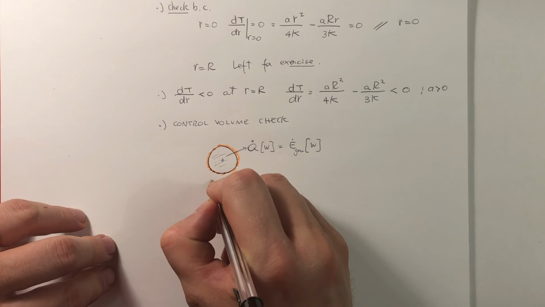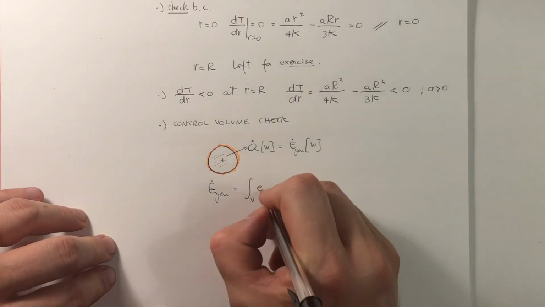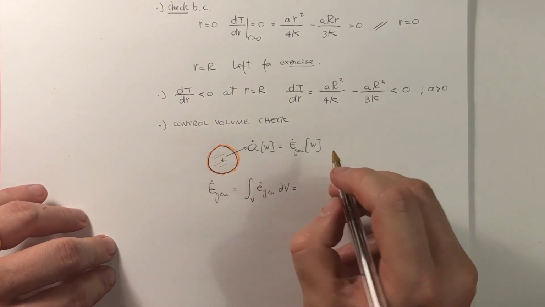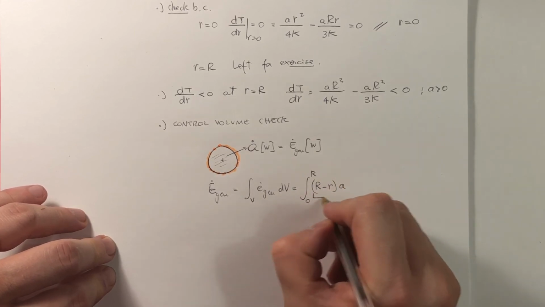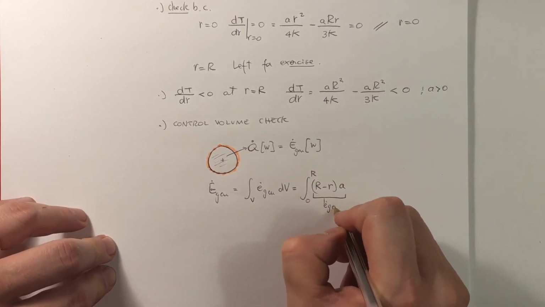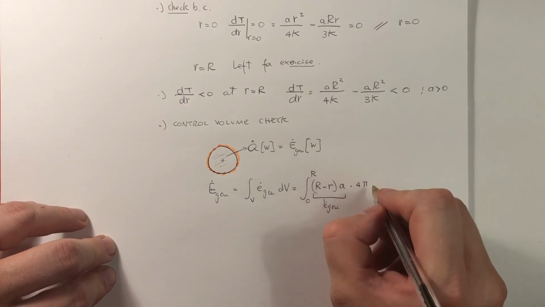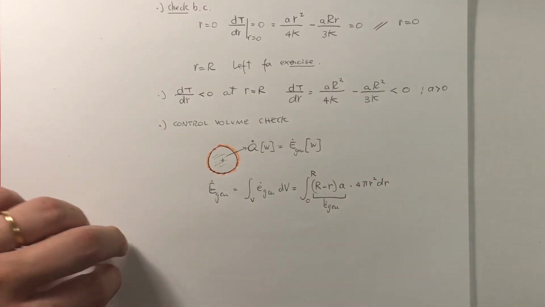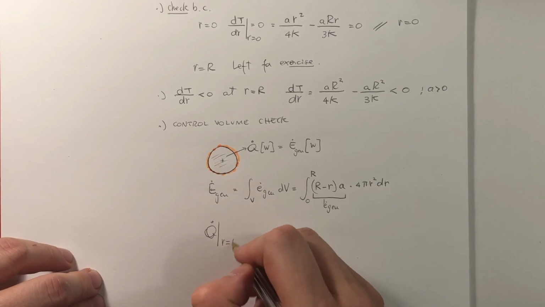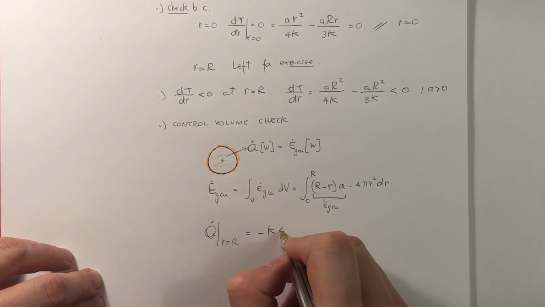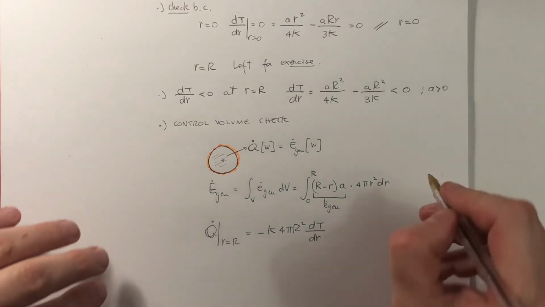Well, the heat generated is equal to the integral over the volume of the heat generation. So this is equal to the integral between 0 and R of (R minus r)A, and this is the heat generation per unit volume, times the differential volume, that's 4 pi r squared dr. Okay, and the Q that leaves the surface at r equal R, it's equal to minus k A 4 pi R squared dT/dr.